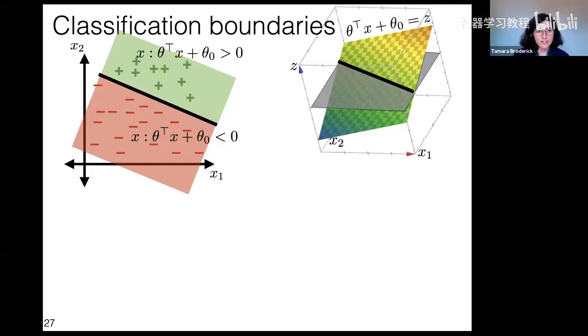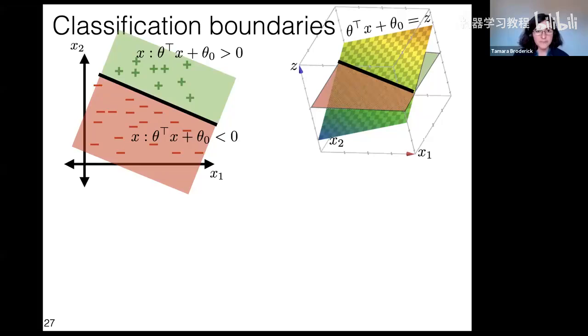And if we want to look at the two sides of the line, there's one side where this colorful hyperplane is below the Z equals 0 plane. The colorful hyperplane, theta transpose x plus theta naught, is less than 0, and so we predict -1. On the other side, theta transpose x plus theta naught is greater than 0, so we predict +1.